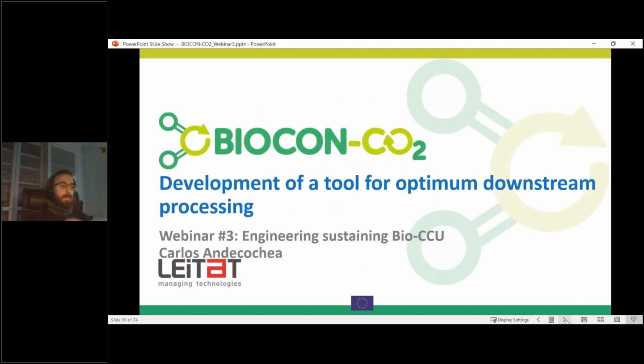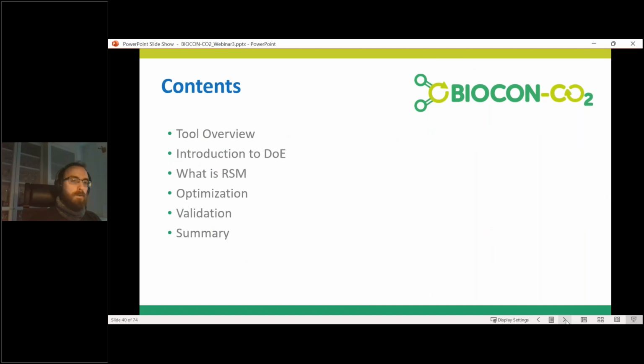Okay. So hello everybody. I'll be talking about a tool we have developed for the downstream process related with the BIOCON-CO2 project. So first of all, I'll talk about what we were aiming for, and then I'll be talking about the steps the user needs to take to use the tool with a glimpse of theory.